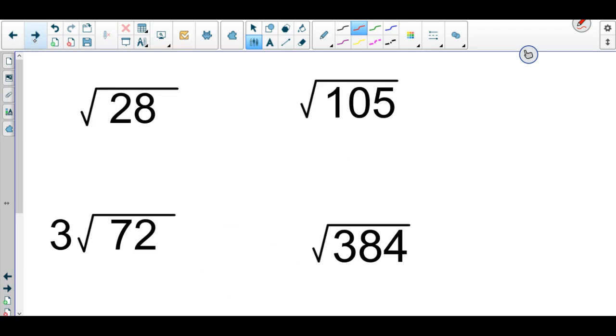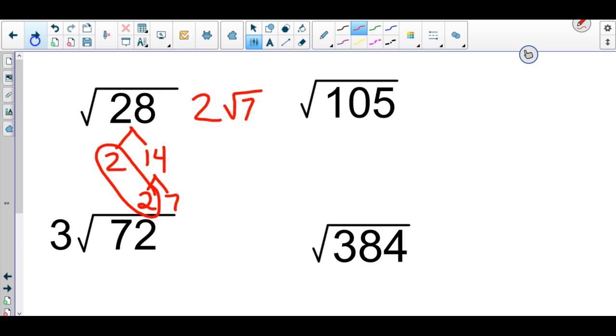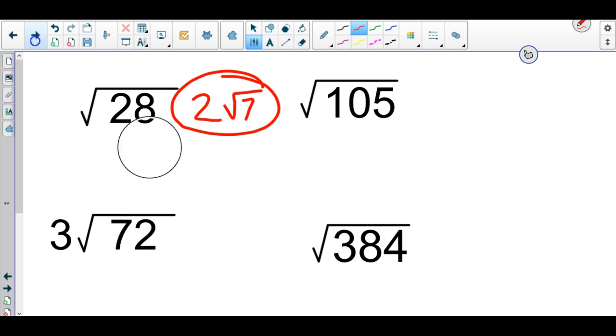Let's look at 4 more examples. 28 is going to be 2 times 14. 14 is 2 times 7. So a pair of 2's, and the lonely 7 stays in. So 2 root 7. I'm going to erase that to give me some space here.